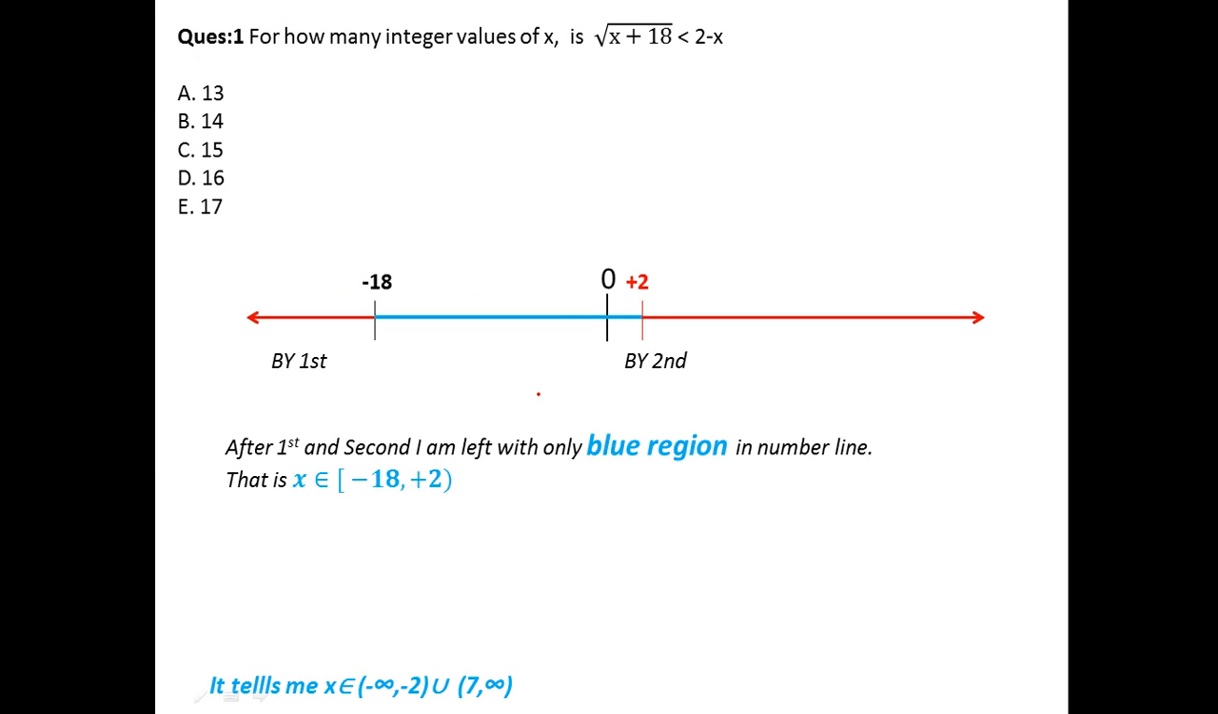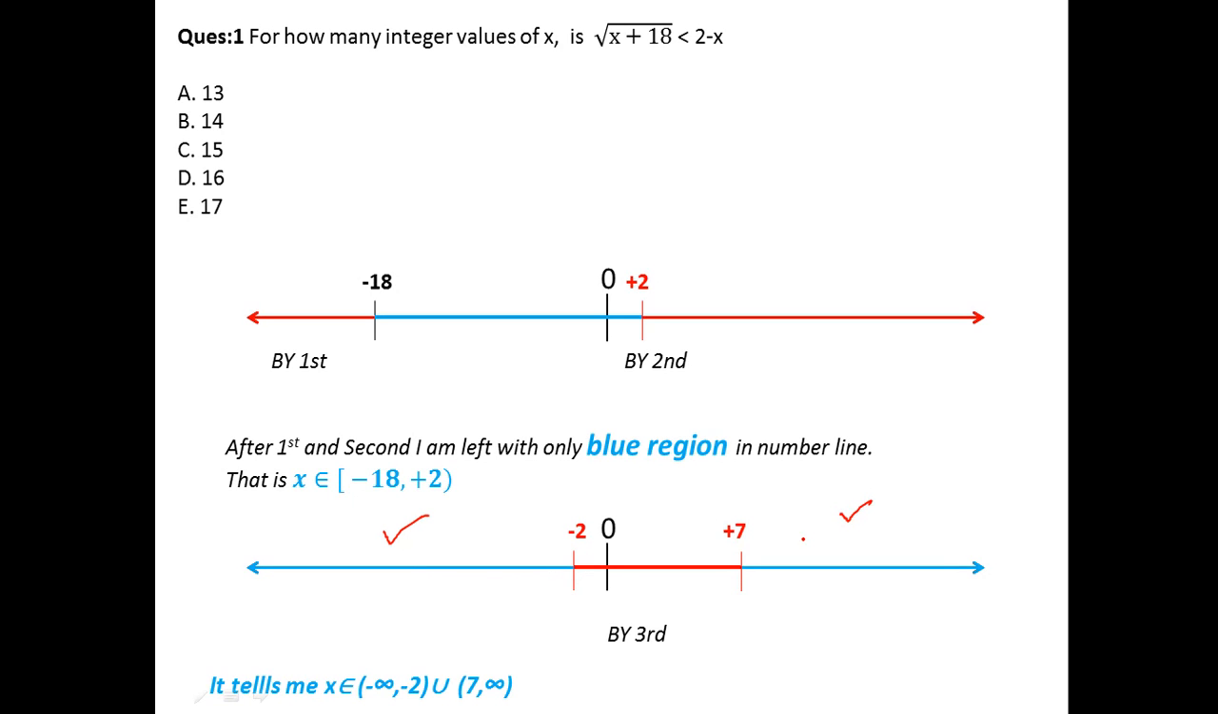Now combine this first and second with the third. Before, let us see the third. The third states that x can be in this blue region, that is x is less than minus 2, and in this blue region, that is x is greater than plus 7. Be careful here. Minus 2 and plus 7 cannot be the answer, right? Because here I have open brackets.